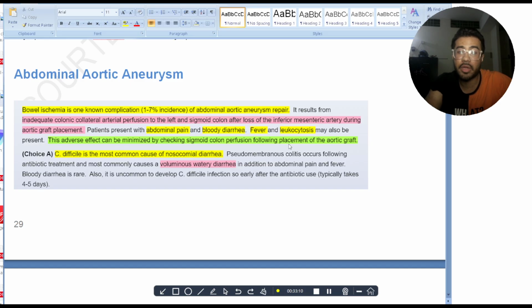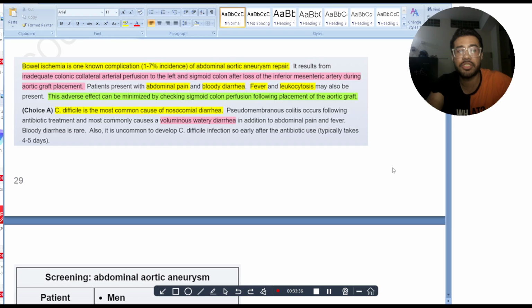So this is a really important question where they'll give that a patient underwent abdominal aortic aneurysm repair, and 1 to 2 days after the procedure, developed abdominal pain and bloody diarrhea. And the options you might get are all the things that produce bloody diarrhea, like you might also get intussusception, you might get other things as well, and C. diff diarrhea might also be present because the patient is on antibiotics. So you need to be able to differentiate all this.